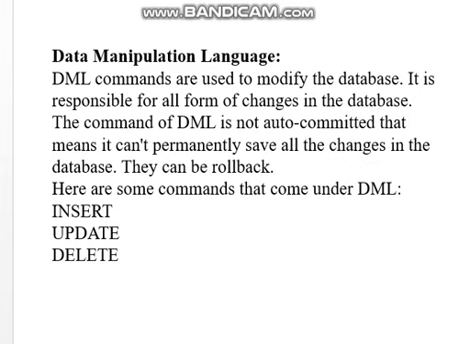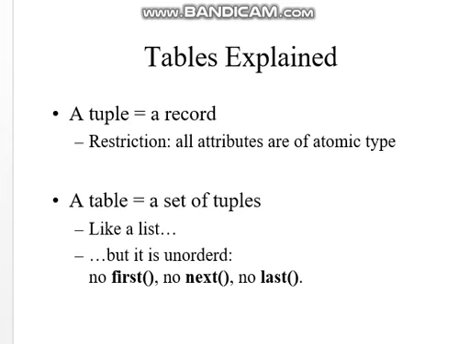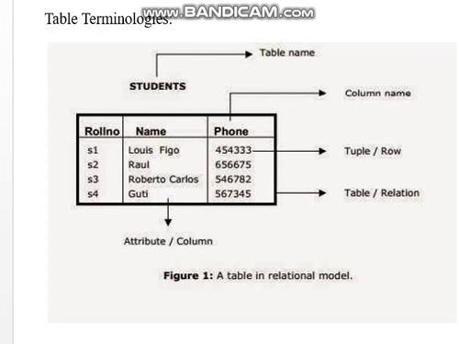Now, starting with the data definition language. The data definition language is the language which generally interacts with the tables. So let's understand what a table is and what it contains. A table is nothing but a collection of rows and columns like this. Here are some table terminologies. If you see this carefully, I have one table which is a combination of rows and columns. Here the name of the table is student.